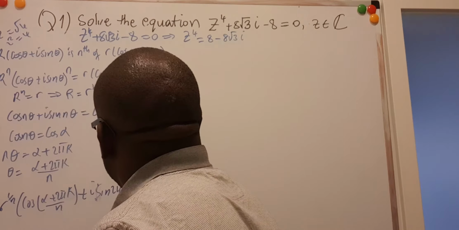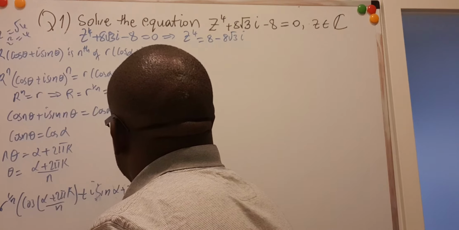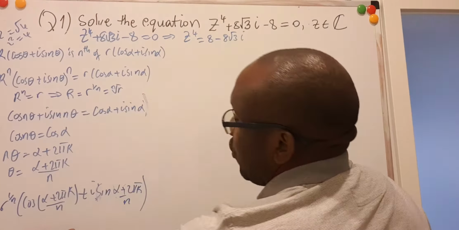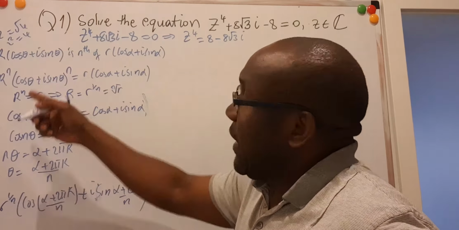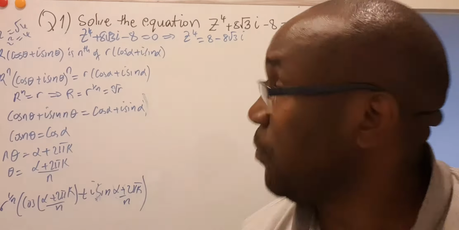plus i sine of (alpha plus 2 pi k) on n). So that is actually the nth root of this. I would like you to keep this in mind when we try to solve this equation here.